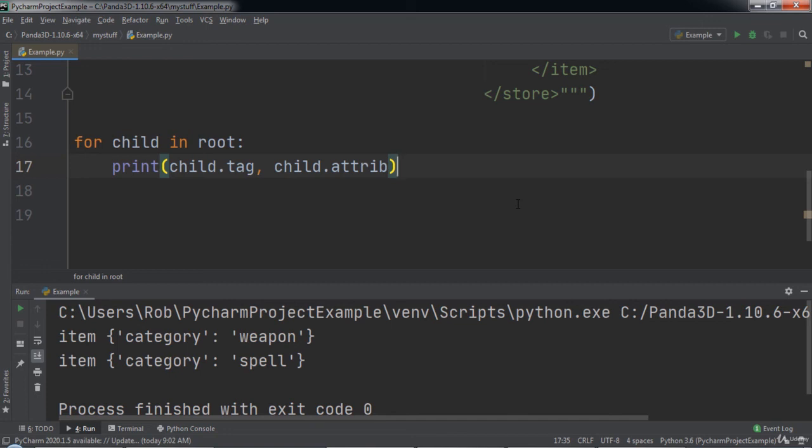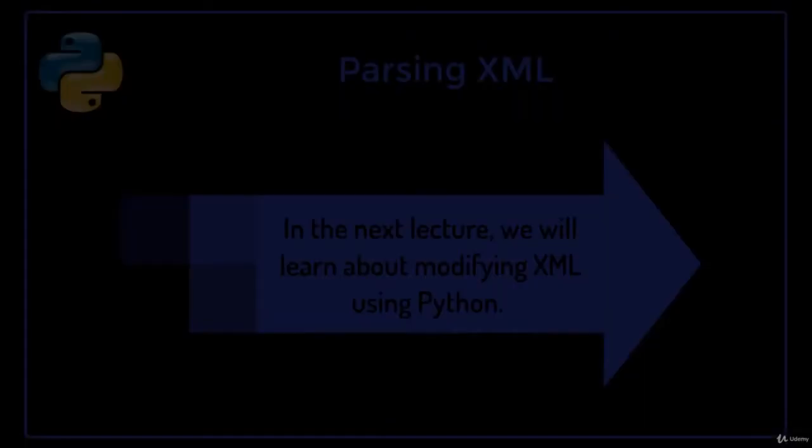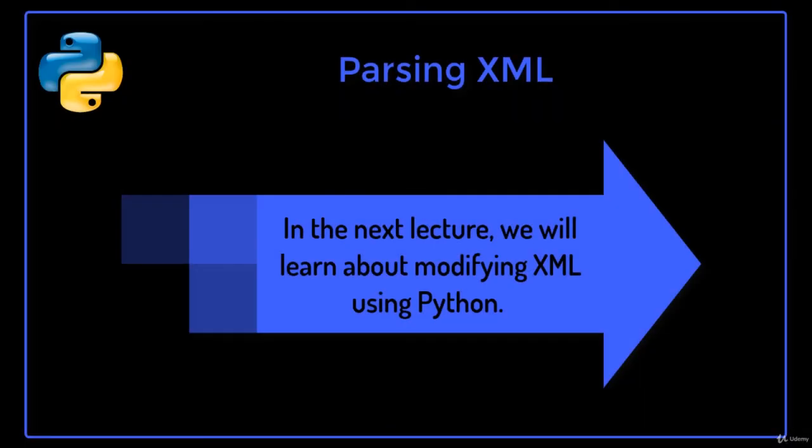That is a basic overview of how we can use Python code to parse XML. In the next lecture, we will learn about modifying XML using Python.